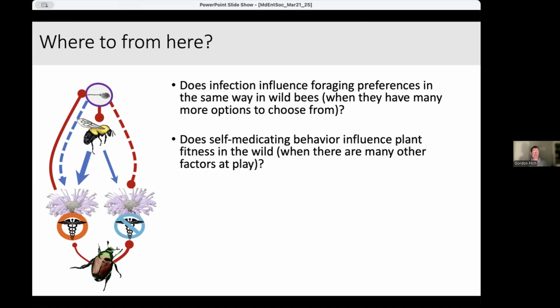And the same goes for the plant. In the case where these plants are only pollinated by our bumblebees, we're seeing this signature of indirect selection by the parasite for the medicinal chemotype. But whether that's actually happening in the wild, particularly when these plants are exposed to all sorts of other, not just pollinators, but other kinds of herbivores and other things that interact with them, are we still going to find that the parasite seems to be putting this evolutionary pressure on the plant?